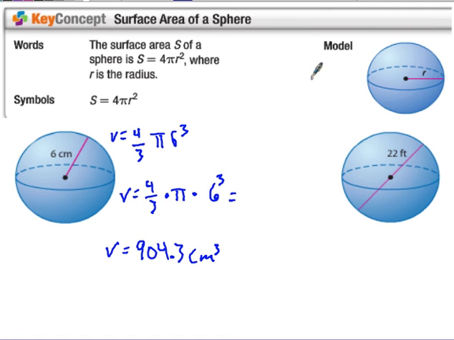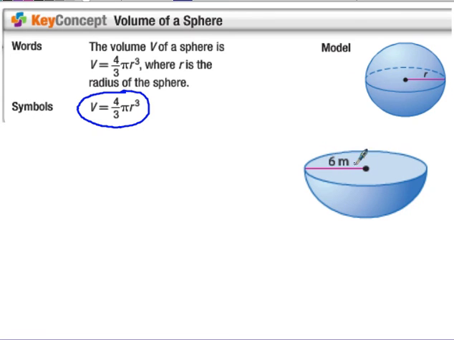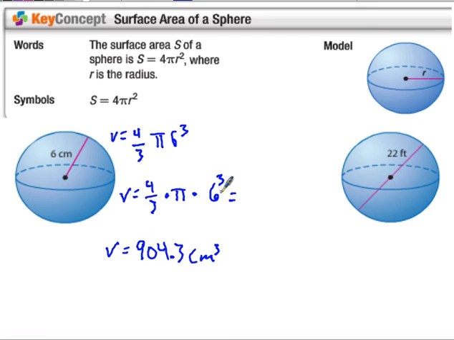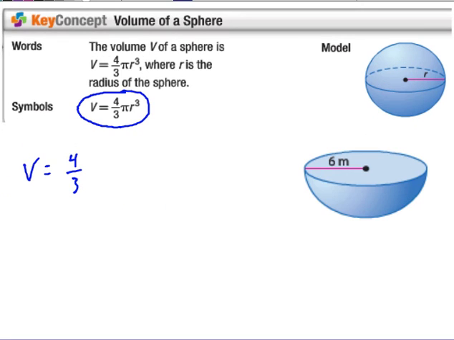Okay? All right, let's do the volume of this guy. Hey, Chris, are we allowed to take the answer from the last one and just divide that by 2? Oh, it's got the same radius, doesn't it? That last one was 6. Since the volume of a full sphere is 904.3, the volume of a hemisphere would be 452.15 meters cubed.